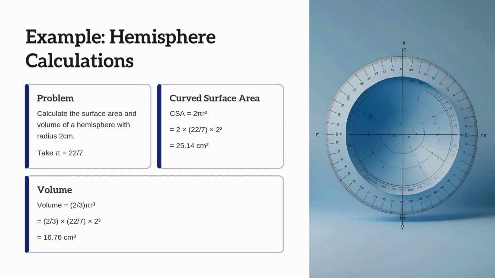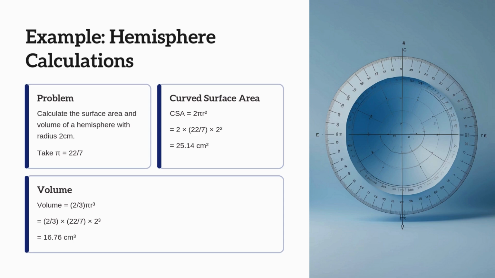Substitute r equals 2. Curved surface area equals 2 multiplied by pi multiplied by 2 squared. This is obtained by replacing r with 2. Now replace pi with 22 over 7. Curved surface area equals 2 multiplied by open bracket 22 over 7 close bracket multiplied by 2 squared. This follows from the instruction to take pi as 22 over 7. Simplify 2 squared to 4. Curved surface area equals 2 multiplied by 22 over 7 multiplied by 4. This results from calculating 2 squared.